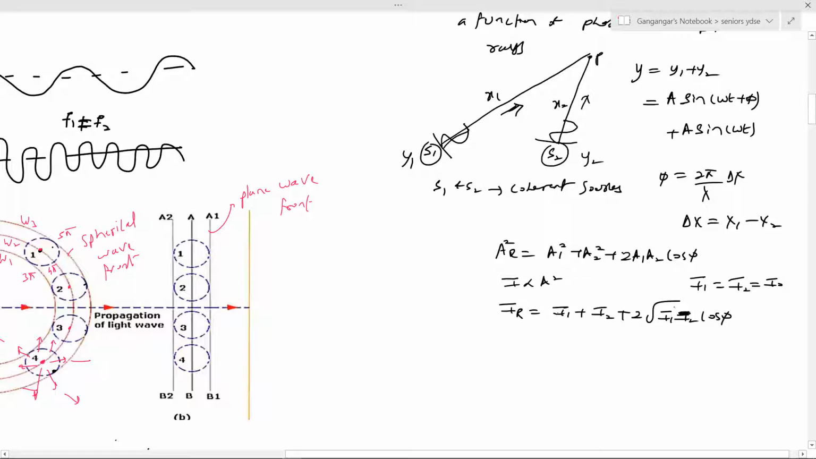Like this, we'll discuss the idea of interference. For intensity to be maximum, IR to be maximum, cos phi should be equal to plus 1. Then phi should be equal to n pi. And we know phi is equal to 2 pi by lambda.